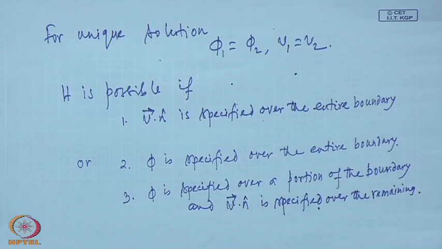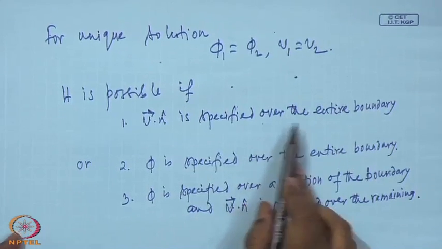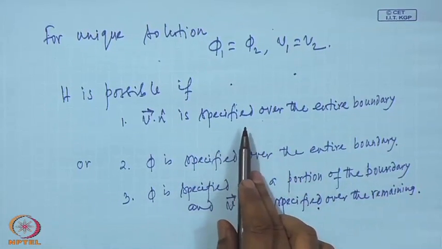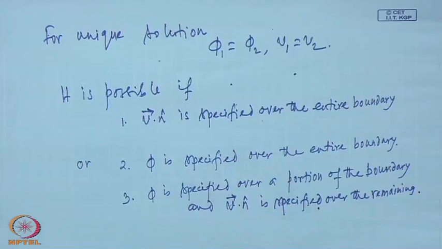In a problem where V dot n is specified, the problems are called Neumann problems. This is a condition on the boundary, so it is called a boundary condition. This particular type of boundary condition is where the normal component of the gradient of the unknown function is specified. In this case, of course, it is the normal velocity, but this might be any general problem, Laplacian phi, it might be any general mathematical problem.